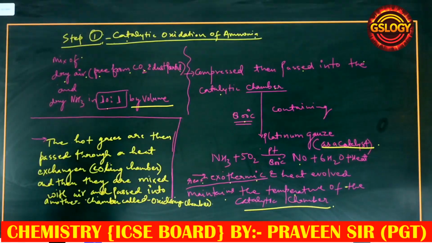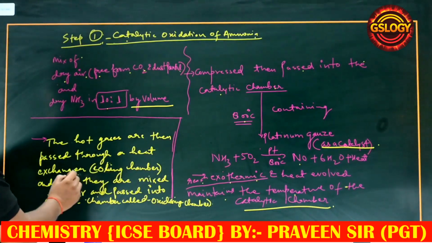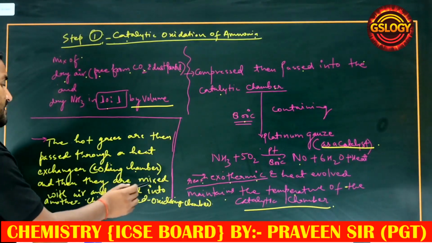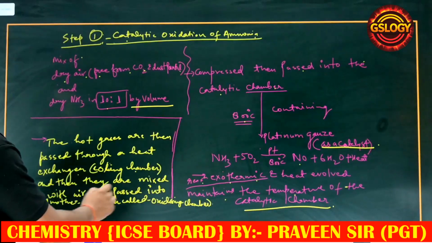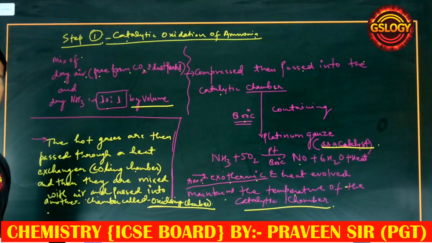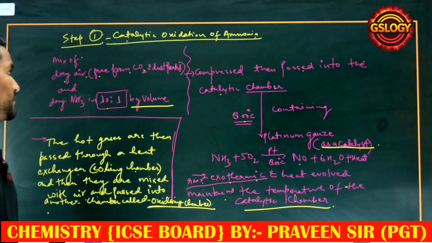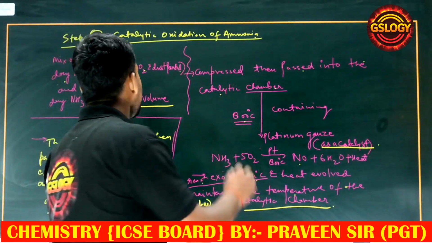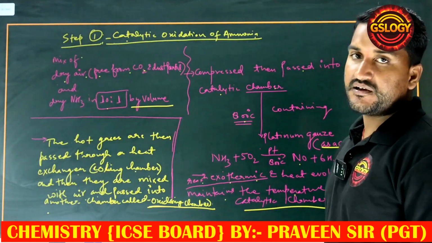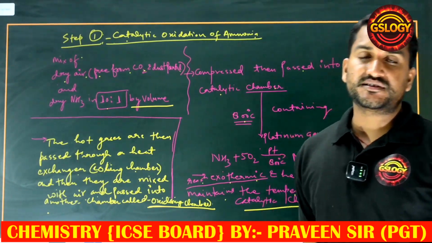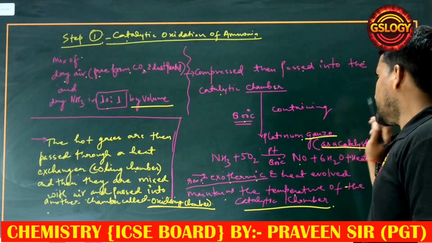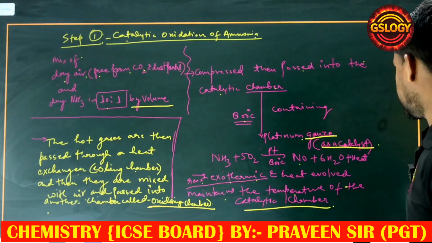The hot gases are then passed through a heat exchanger, a cooling chamber, and then they are mixed with air and passed into another chamber called the oxidizing chamber. So that is the first process, catalytic oxidation of ammonia. Which catalyst is used for this reaction? Platinum gauze as a catalyst.